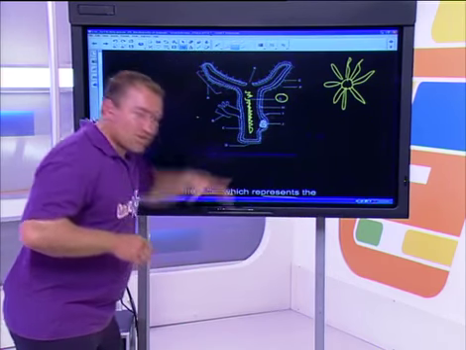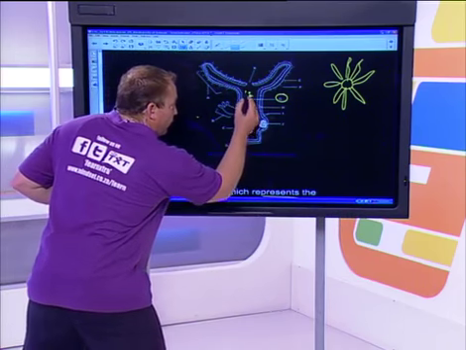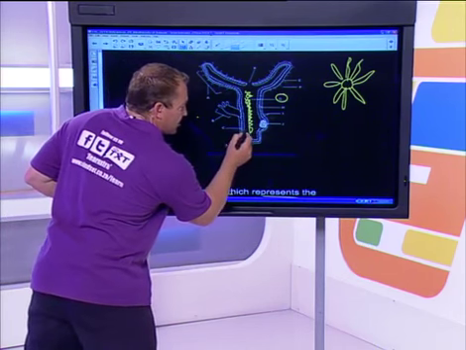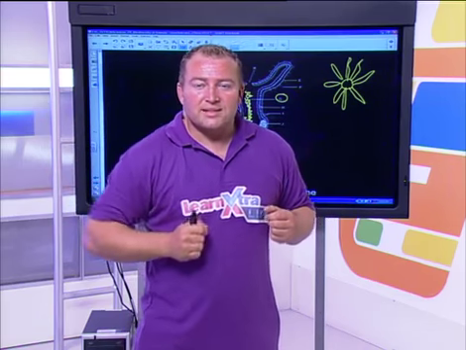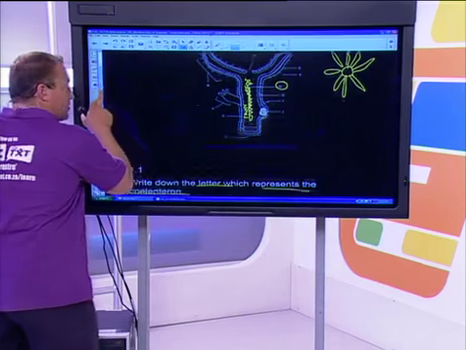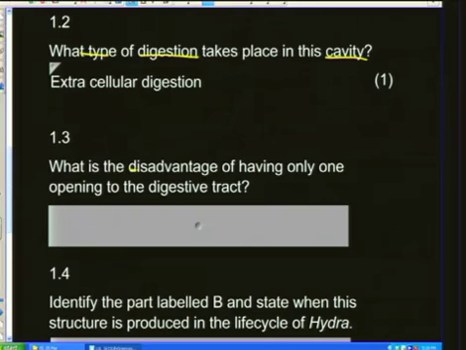This thing does not have it. So what actually happens is it moves all the food around here, and all these cells pull a bit of food in to live. Do you understand? So it's extra, which means it happens outside of the cells. In this little cavity here, it hasn't got it inside it as such. Understand? Right. So that was the next question. One after that. What is the disadvantage of having only one opening for digestion?